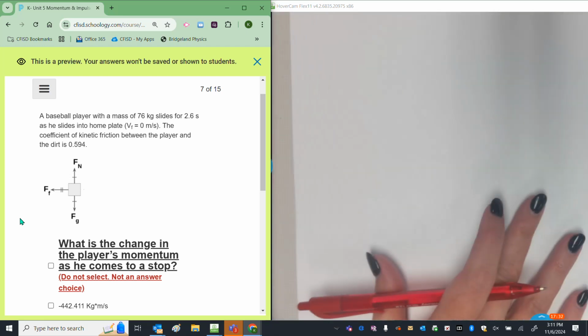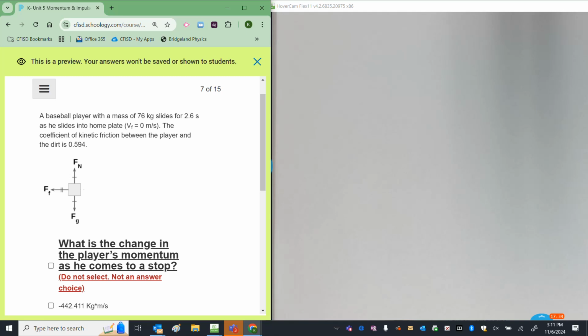All right, so by the way, this question was in our notes at least 2 or 3 times, and it was in your problem sets at least 2 or 3 times. So this is like the 6th or 7th time that you're seeing it, okay? It says, a baseball player with a mass of 76 kilograms slides for 2.6 seconds as he comes into home plate, where his final velocity is 0. The coefficient of kinetic friction between the player and the dirt is 0.594.